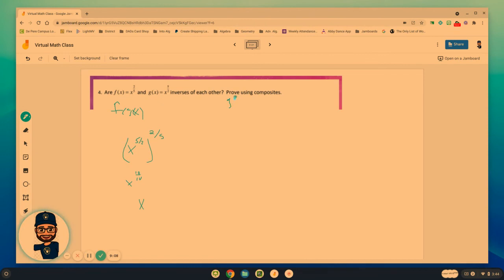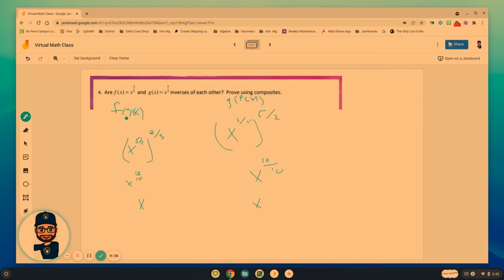If I try it the other way around, plugging the f function into the g, we get x to the 2/5 raised to the power of 5/2. This again is going to be x to the power of 10 over 10, which is just 1, or just x. So they are indeed inverses of each other.